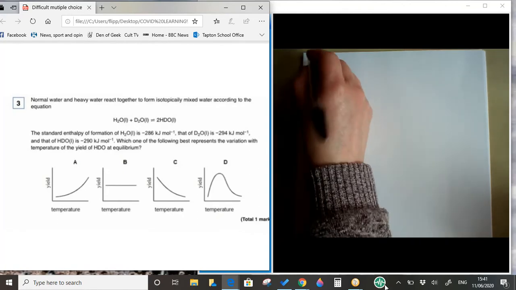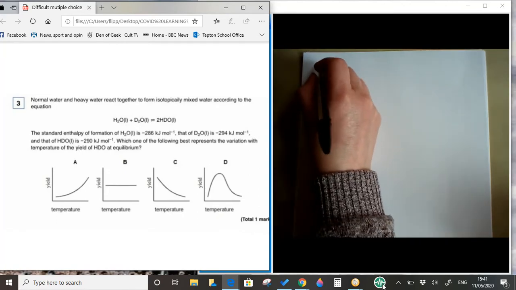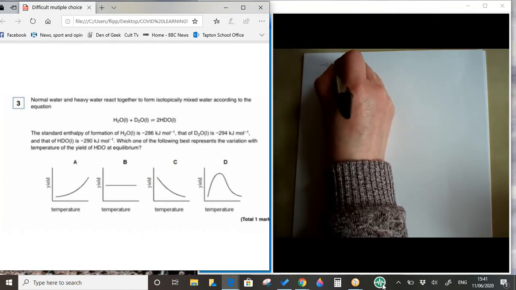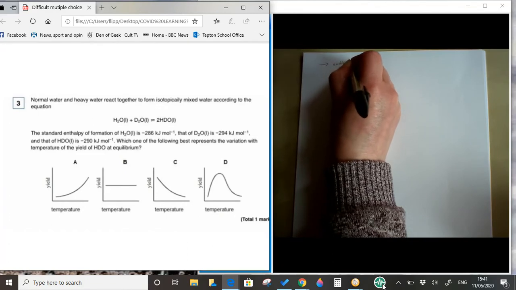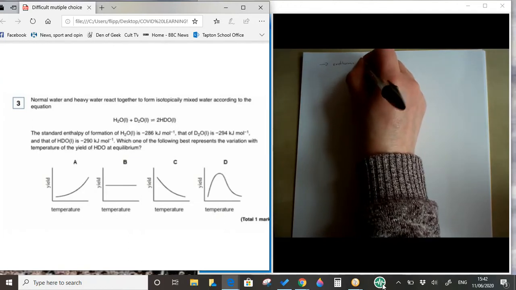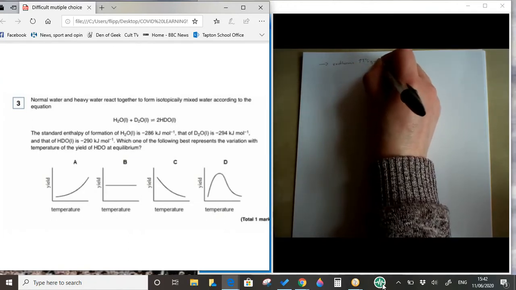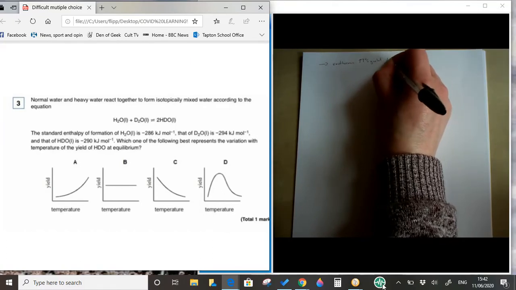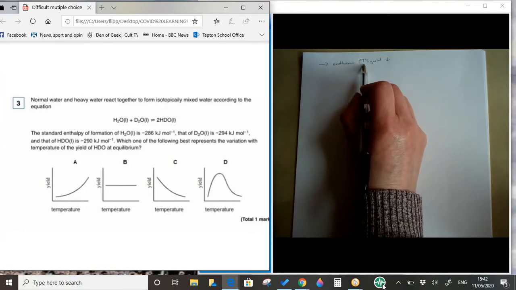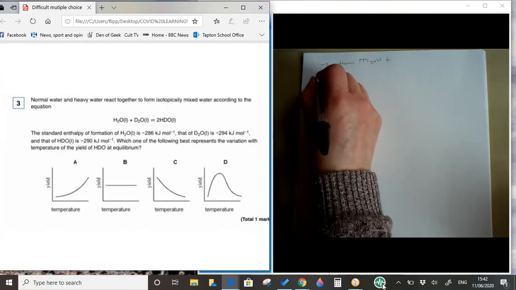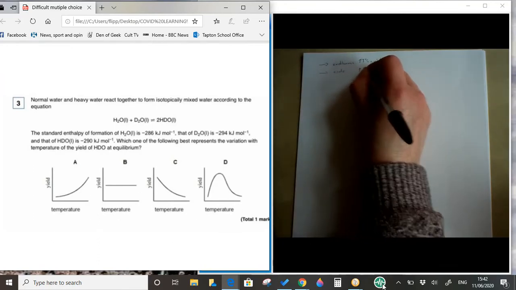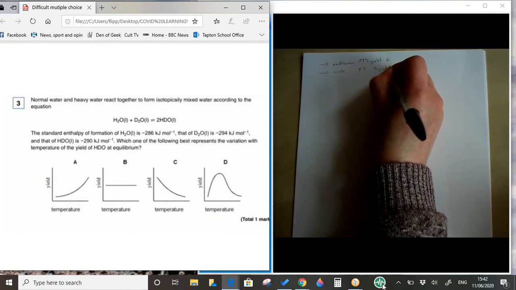So what we need to realize here, when we think about equilibrium, is that if the forward reaction is exothermic and we're increasing the temperature, the percentage yield will go down. That's because of Le Chatelier's principle. If it's increasing the temperature, it's going to try and decrease the temperature, so it'll go to the left. If the forward reaction is endothermic, then if you increase the temperature, the percentage yield will go up.